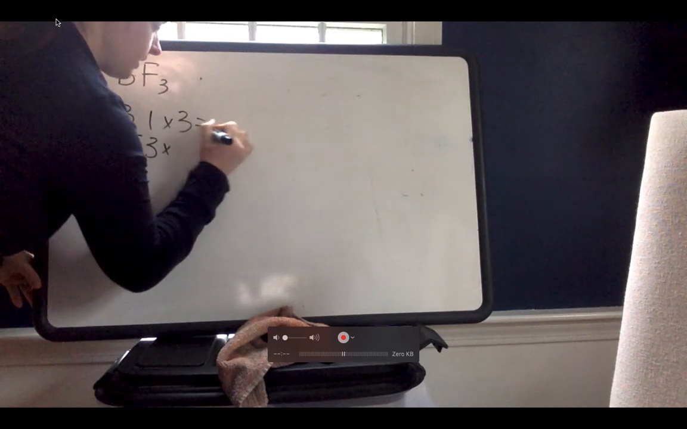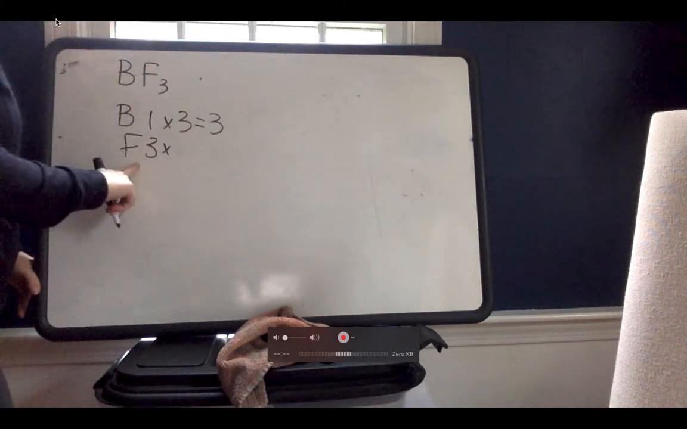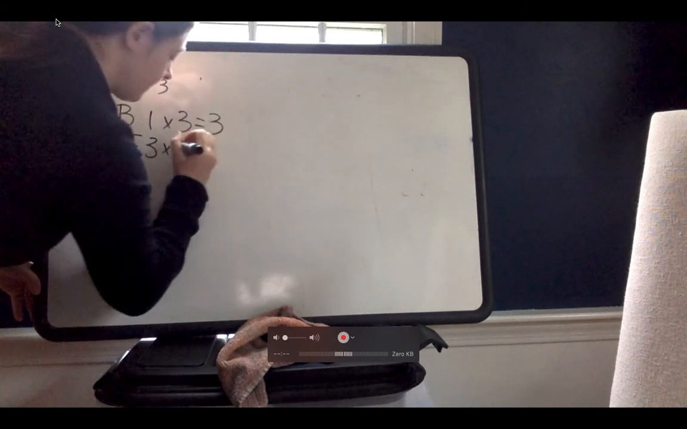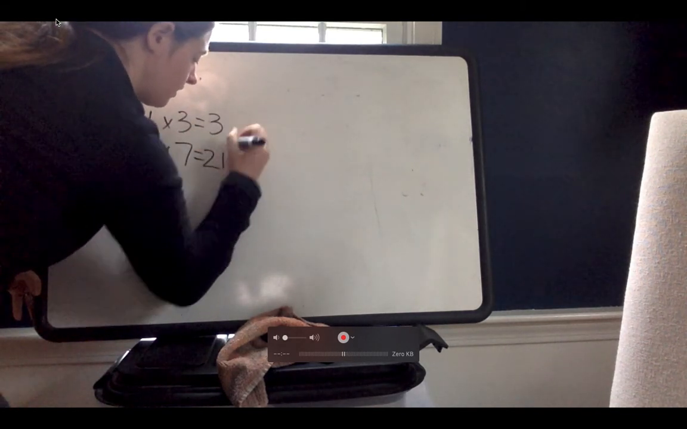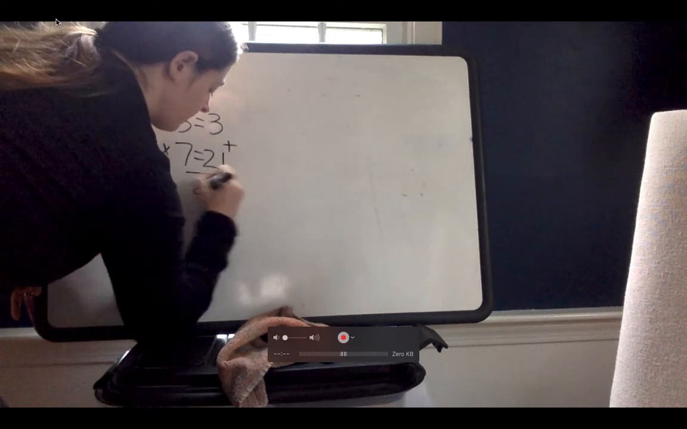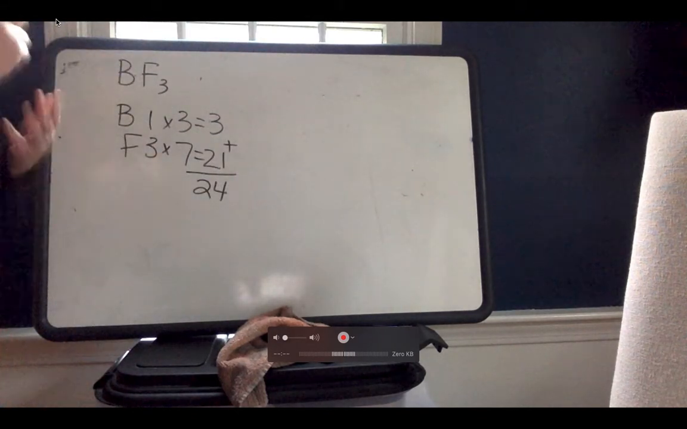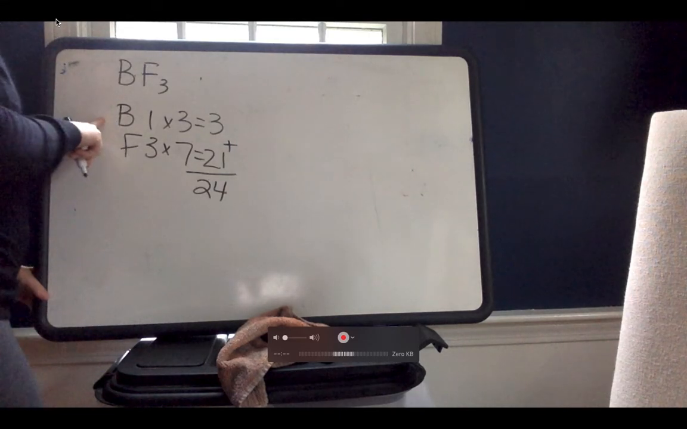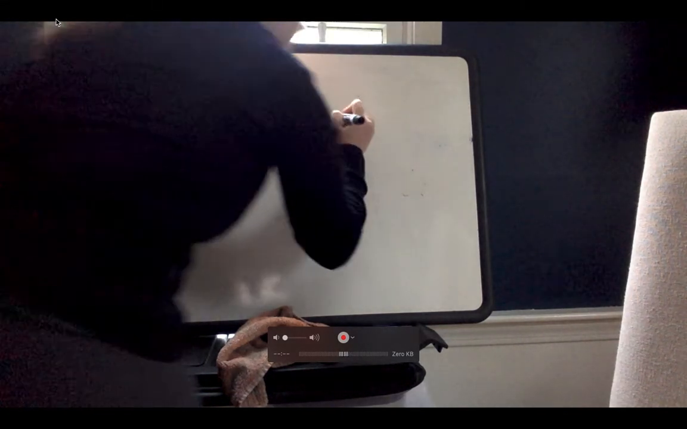1 times 3 is 3. Fluorine is in group 17, so it will have 7. 3 times 7 is 21. We're going to add these together, and we get 24. So when we draw out BF3, we know that we have to use all 24 electrons or it's not a complete Lewis structure. So since there's only 1 boron, we know boron's going to go in the middle.